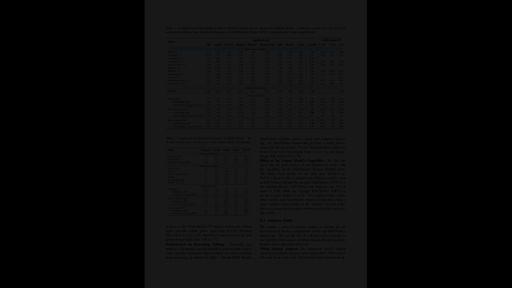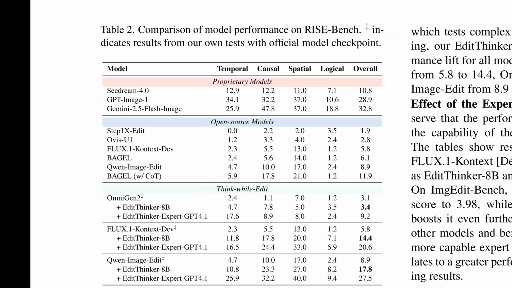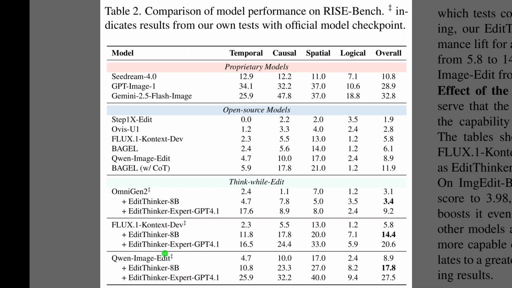So while Figure 3 described how the data was built, Table 2 shows how different editors handle reasoning-heavy edits on the RISE benchmark. The table breaks scores into temporal, causal, spatial, and logical reasoning, plus an overall column. The upper block reports strong proprietary systems, while the middle block lists weaker open-source editors. The bottom think-while-edit rows reveal that pairing these same open-source editors with EditThinker dramatically lifts their overall reasoning scores.